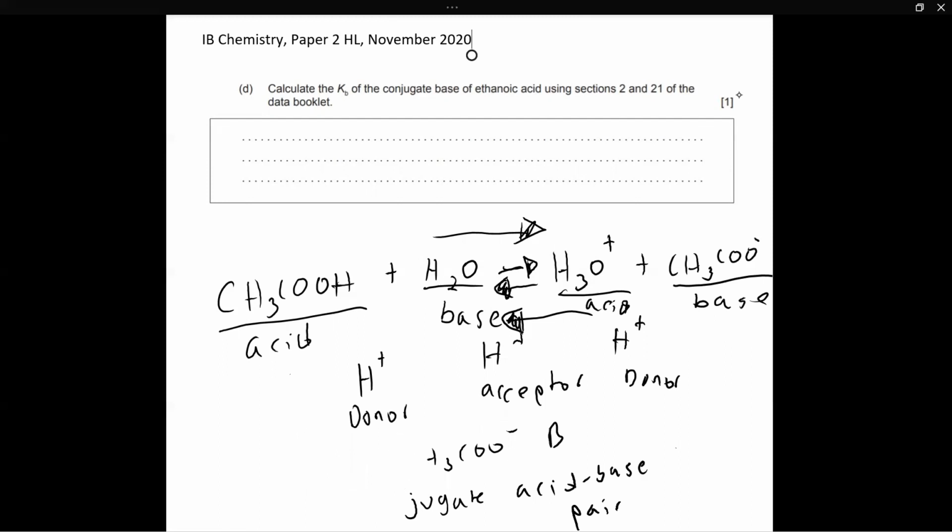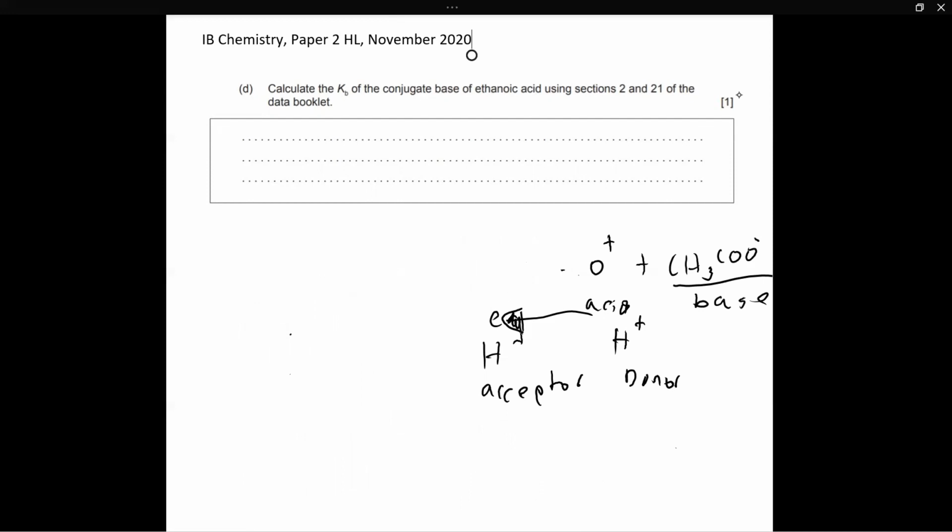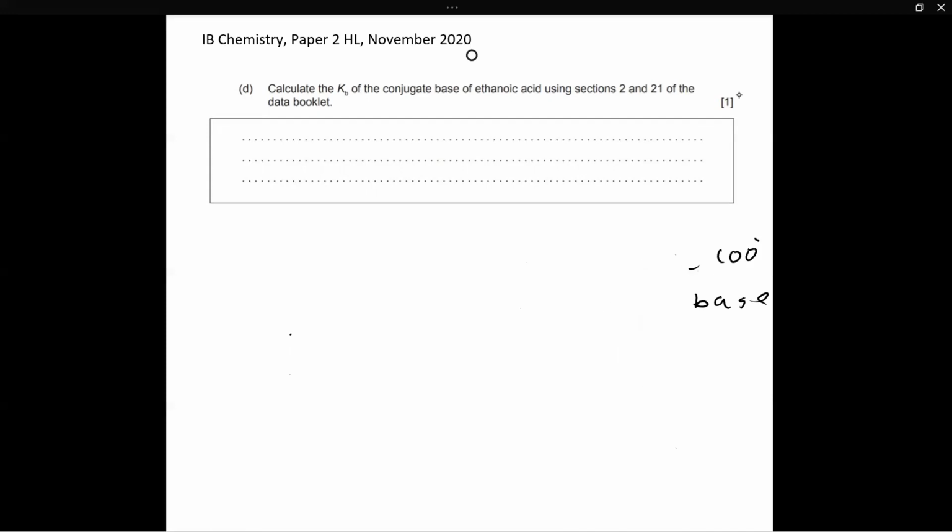Now that we have settled what a conjugate acid base pair is, let's move on to solving the question. In the question, they've told us to calculate the Kb of the conjugate base of ethanoic acid using section 2 and section 21 of the data booklet. I just showed you what the conjugate base of ethanoic acid is. We know which equation we need to use. We need to use this equation.